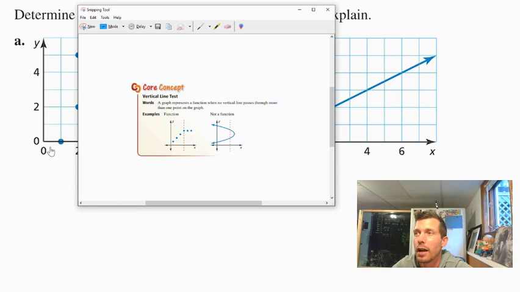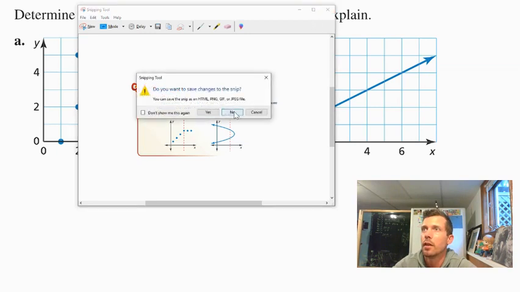All you really have to do is draw in a line or use your pencil. I sometimes put my pencil on the screen and ask, how many times does it hit my pencil? Does it hit it once? Good, it's a function. If it hits it twice, it is not a function. So pause and jot that down, the vertical line test, and have that example in your notes so you can look back at it, and you should be good to go.